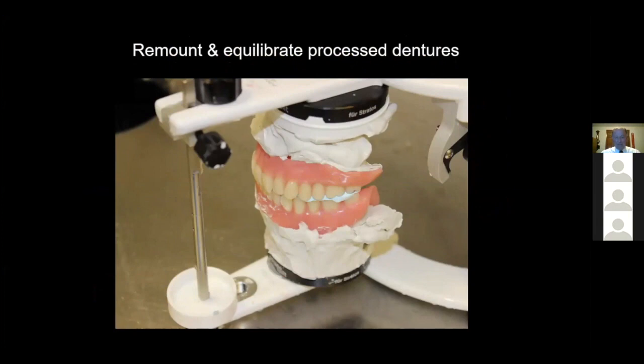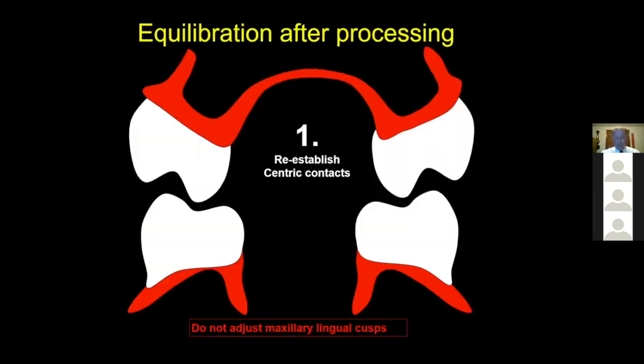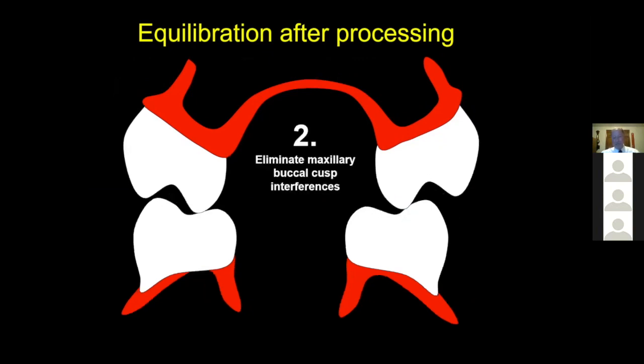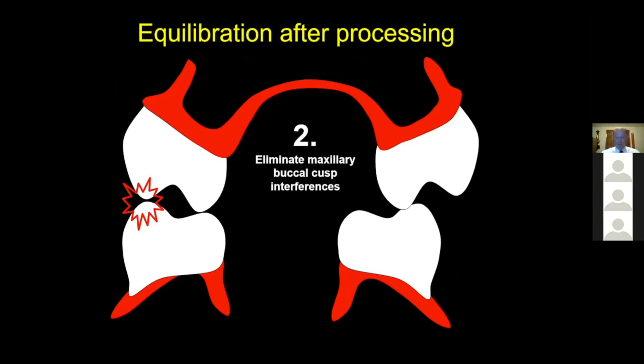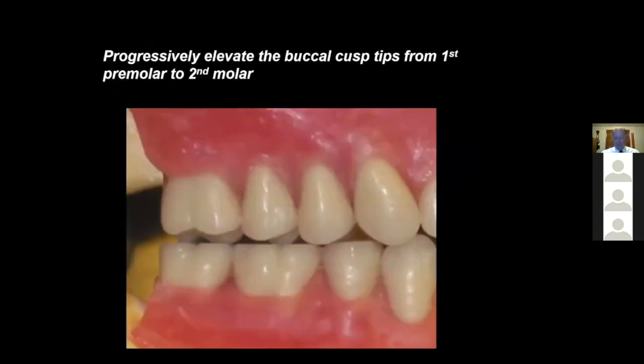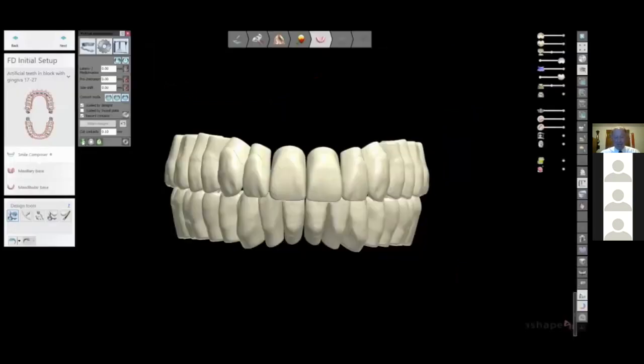But typically, we have to do a remount record. With the traditional dentistry for lingualized occlusion, we have to reestablish centric contacts. We put the teeth in excursions. If there's any buccal cusp interferences, we try to avoid that by setting the buccal cusp in an elevated position. Unfortunately, it gives a little funky look to it because the posterior teeth don't look as pretty as a semi-anatomic occlusion. So that's the good and the bad of the traditional lingualized occlusion.